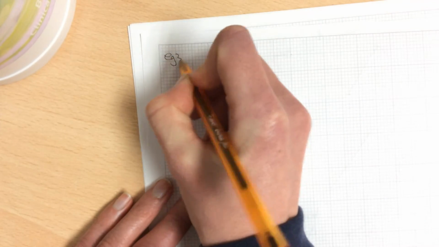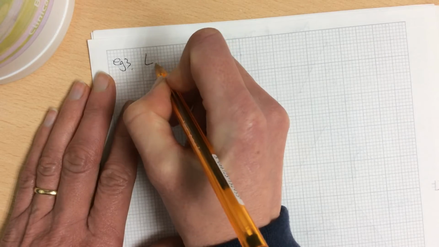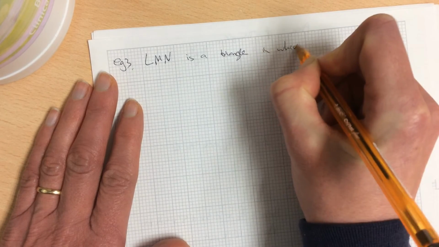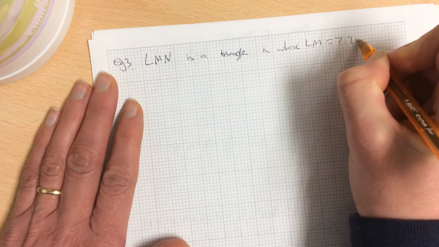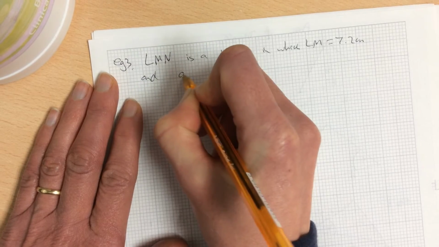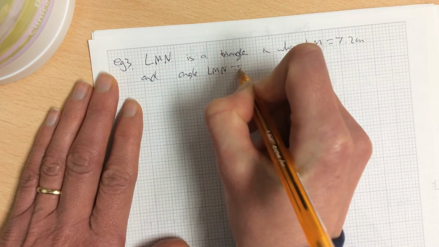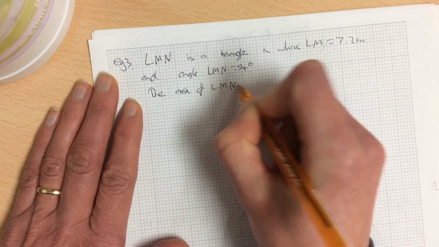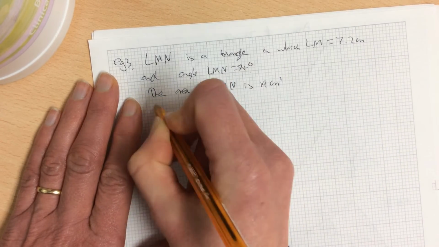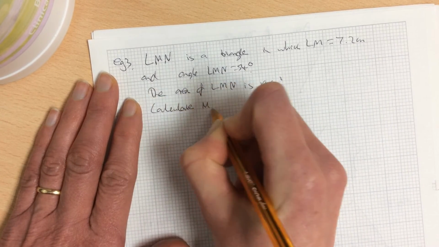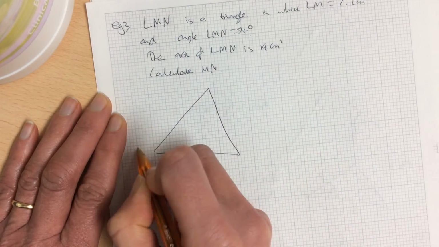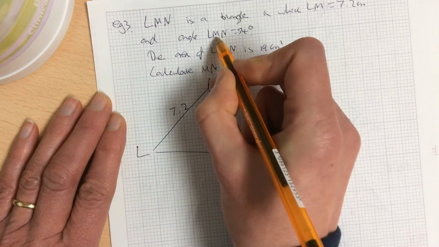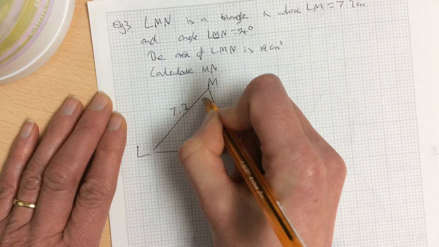So example 3. I'll do it through a wee story. LMN is a triangle in which LM is 7.2 centimetres and angle LMN is 54 degrees. The area of LMN is 19 centimetres squared. Calculate MN. Okay, where do we start? Draw out a wee triangle, LMN. L to M is 7.2. Remember the middle letter tells you the angle, so the angle at M is 54.